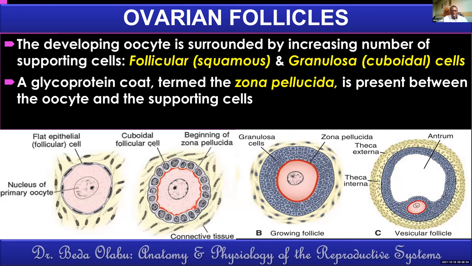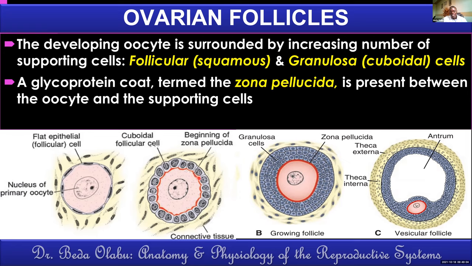There's usually something that covers the oocyte. We call that something the zona pellucida. It's a glycoprotein material that separates the supporting cells from the oocyte. This zona pellucida is important in many ways. One, it prevents polyspermy, fertilization by more than one sperm. Usually when a sperm enters the oocyte, the zona pellucida hardens so that another sperm cannot enter. That's what we call polyspermy.